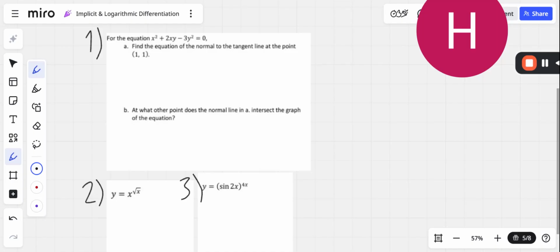There are 3 problems here up on the board. For the first one, parts A and B are clear. For the second and third problem, I want you to differentiate. Basically, I want you to find, I should be a little bit more specific, I want you to find dy dx. Okay.